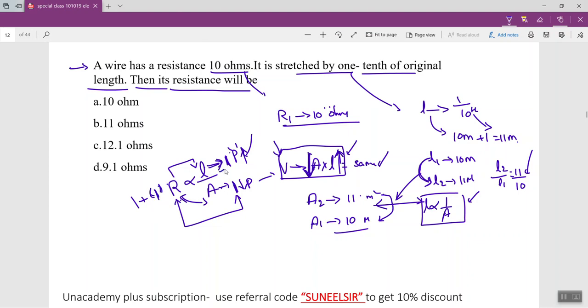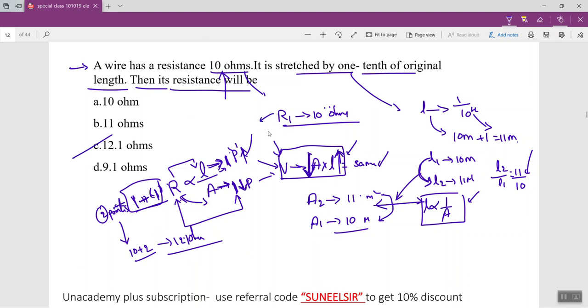If the length increases, then for the same volume the area decreases by 1 point. If the area decreases, since R and A are inversely proportional, R increases by 1 point. That means R increases by 2 points. Initially it is 10 ohms. Due to these 2 points, 10 plus 2, nearly 12 ohms. Nearly 12 or 12.1 ohms. That is, 12.1 ohms is the answer.